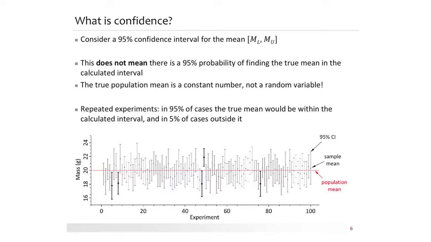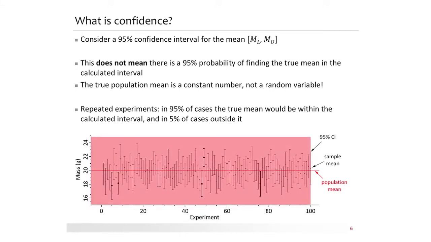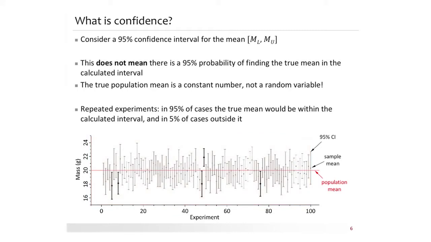The true mean, the true population mean, is just a number. It's not a random variable, so we cannot assign a probability to it. It's just there. We don't know it, but it's somewhere there. So what it really is, you have to understand this in terms of repeated experiments. If you were to repeat your experiments many times, for example, 100 times, this is the experiment number from 1 to 100, and if you measure mean and confidence interval every time, that would mean that in 95% of cases, the true mean would be within this confidence interval.